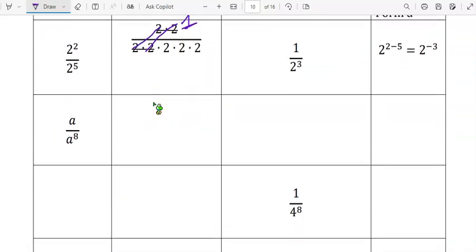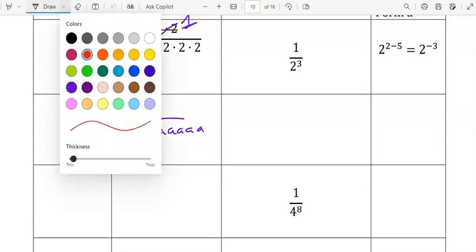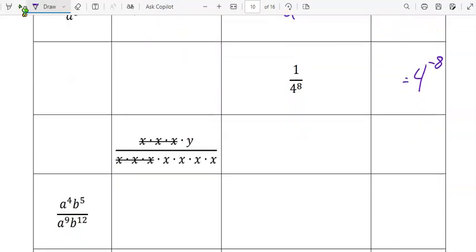Let's look at the other one. A over a to the 8th. Expand. Cancel out like factors. Everything at the top cancels, so that's a 1. We'll rewrite it as 1 over a to the 7th power. A to the 1 minus 8th power, that is equal to a to the negative 7th power. The next one would be 4 to the negative 8th power. See if you can fill in an example that would give you that. Let's look at the next one.